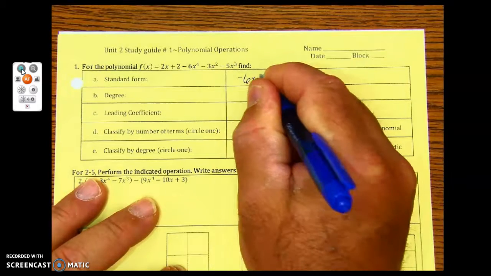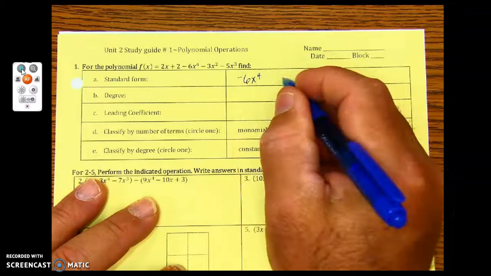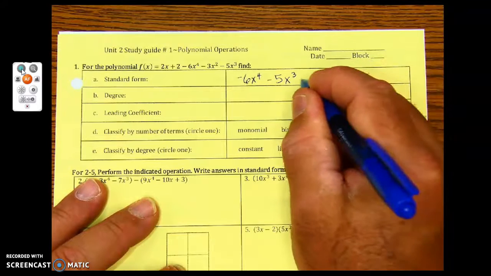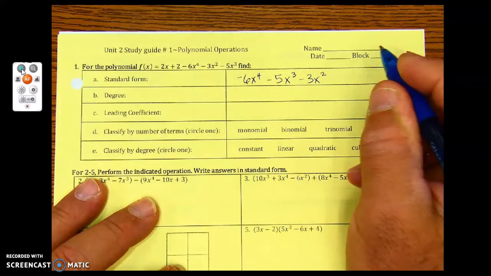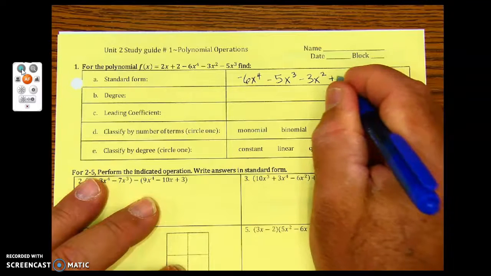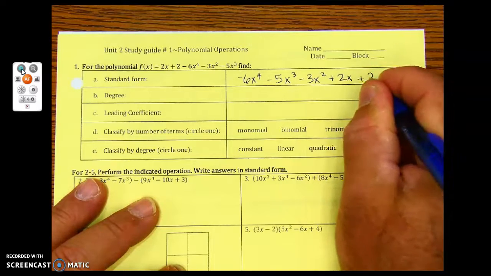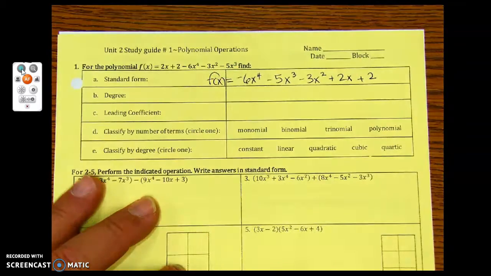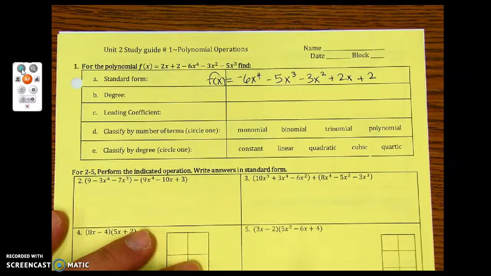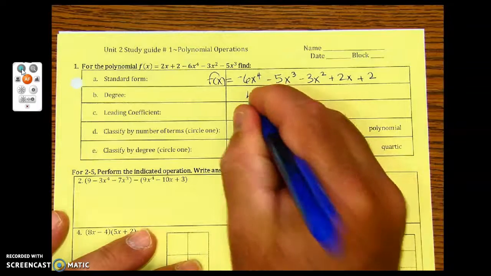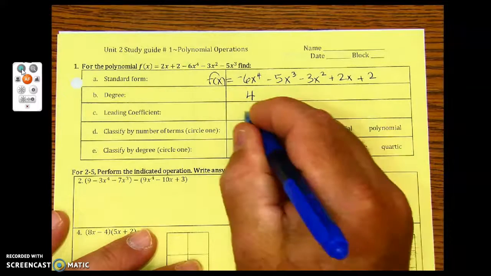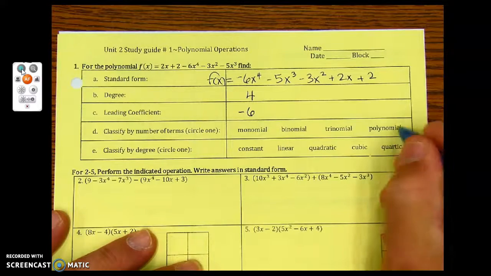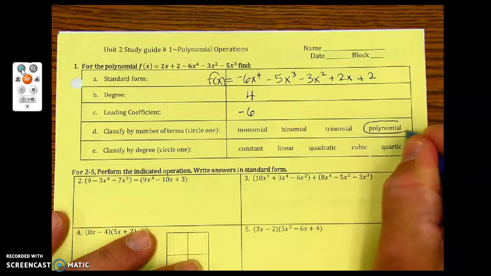Negative 6x to the fourth minus 5x to the third minus 3x squared plus 2x plus 2. Okay. That is standard form. The degree is 4. The leading coefficient is negative 6. This has 4 terms, so we'll just call it a polynomial.